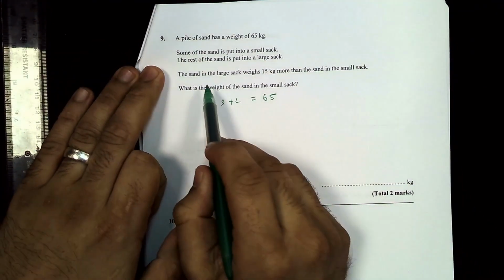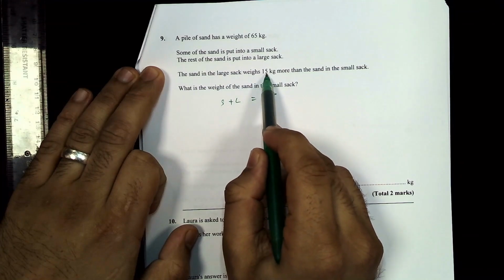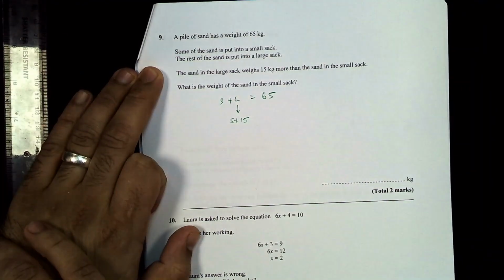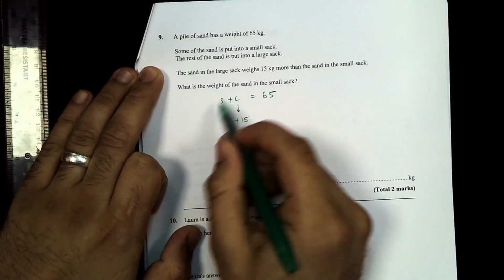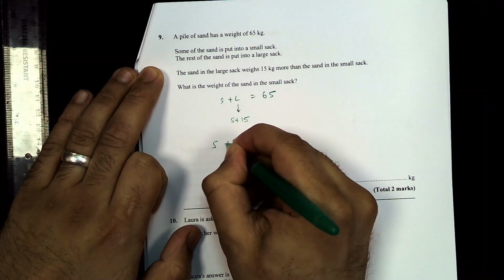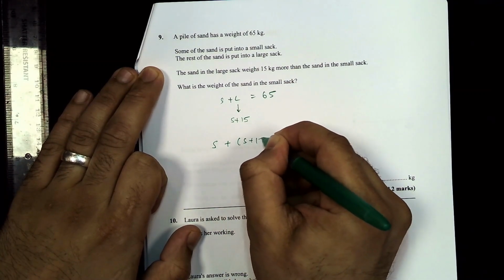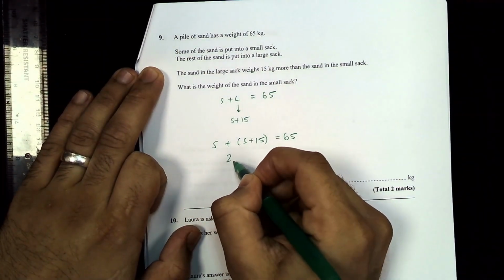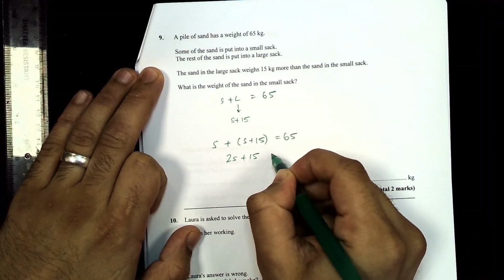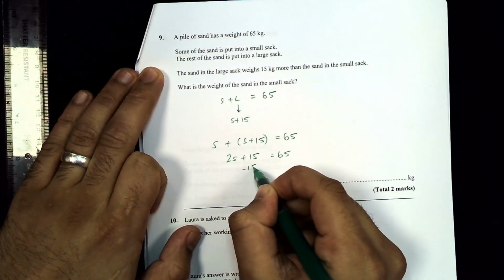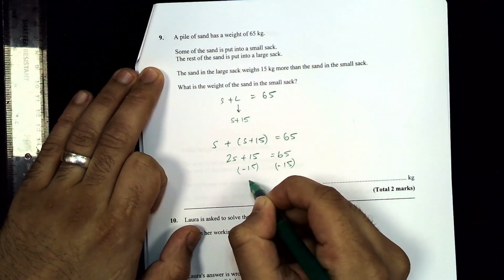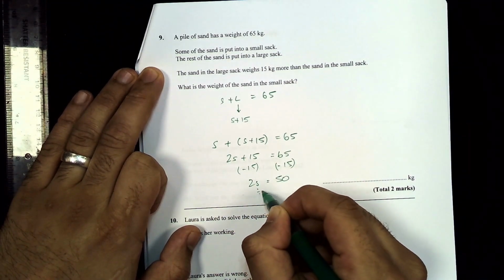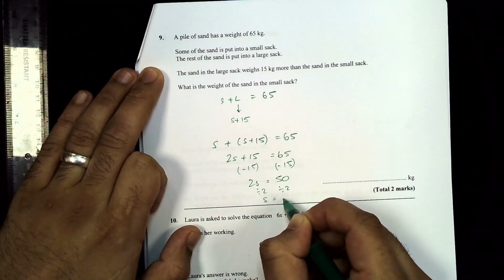You also know that the sand in the large sack is 15 more than the small. So the large is small plus 15. Okay? So if I just rewrite this now as an equation, I've got small plus small plus 15, and that equals 65. Collect the terms together. I've got 2 small plus 15 equals 65. Take away 15, take away 15. 2 small equals 50. Divide by 2, divide by 2. The small sack was 25.